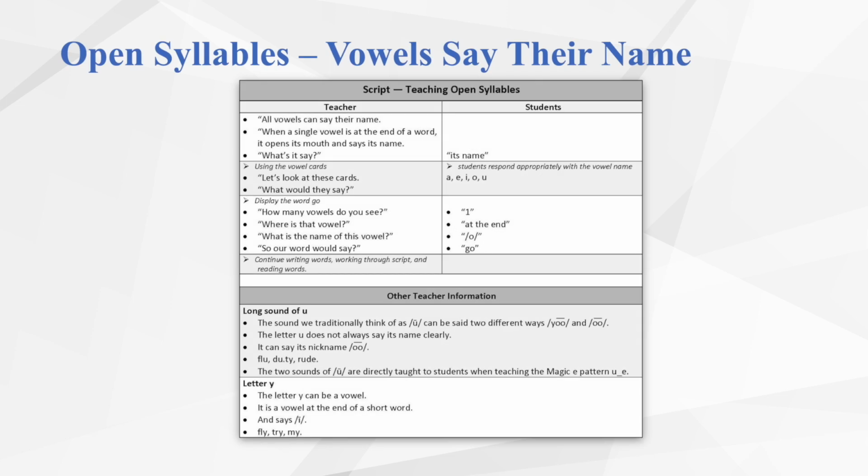Now we're going to demonstrate how to teach kindergarten students that vowels can say their name and that Y is a vowel at the end of a short word. The script and other teacher information is on the screen, as well as in your manual. All right, so teachers, I'm going to demonstrate how we teach vowel names in a kindergarten-friendly way with open syllables.